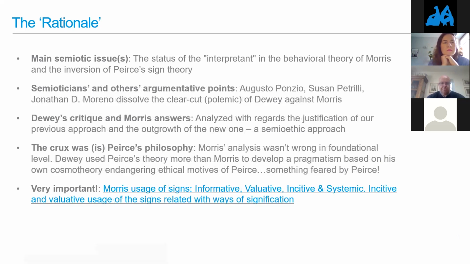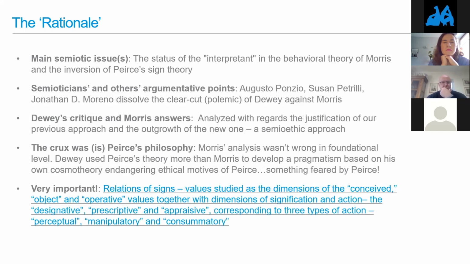From our analysis, it is taken that from the usages of signs proposed by Morris, the informative, the evaluative, the incitative, and the systemic, the incitative and evaluative are considered of paramount importance with the linkage to signification. Very important also are considered the relations of signs and values studied as the dimensions of the conceived object and operative values, together with dimensions of signification and action, the designative, the prescriptive, and the appraisive, corresponding to three types of action: perceptual, manipulatory, and consummatory. Especially for this presentation, we would like to give emphasis on the evaluative usage of the signs closely related with ways of signification.